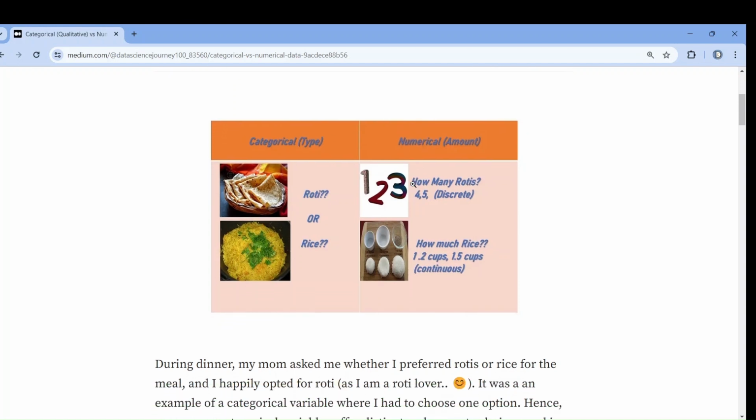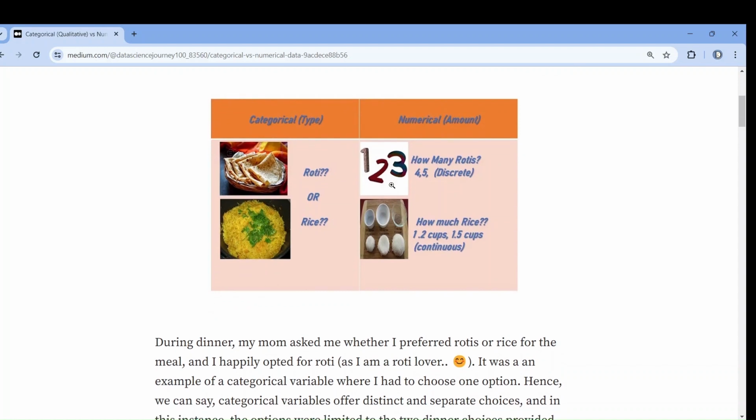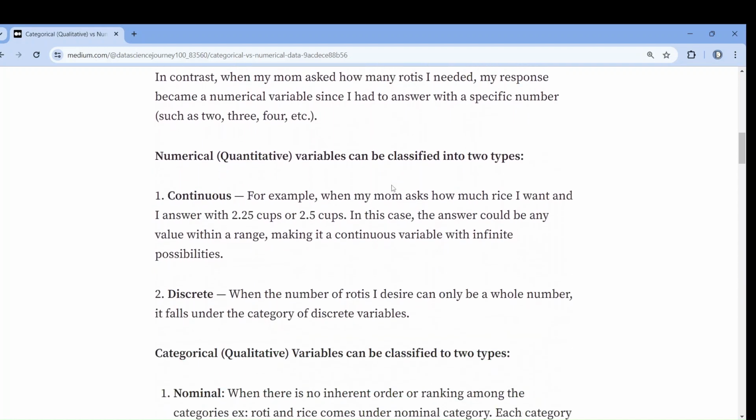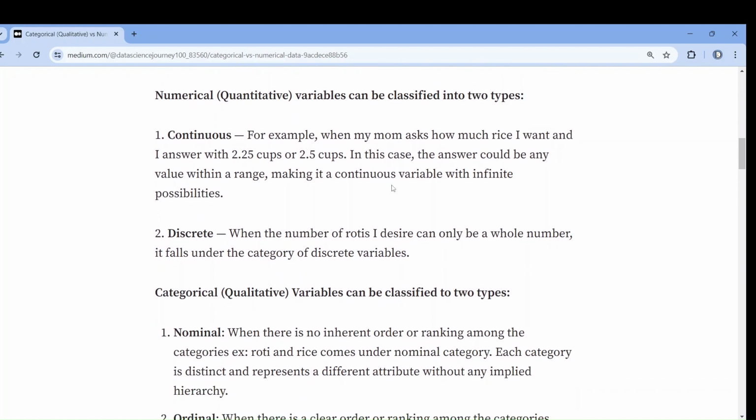Now first, what is the difference? I think this is very clear from this photo. Numerical data means when it is a number. Categorical data means when it is a type. Like which type of this? Is it a roti or rice? That is categorical. Numerical means whether it is 4 or 5 or 6. You understand? So this is the difference between categorical and numerical data. I have just written it in some funny manner. You can just give one reading, and I think that will suffice, and you will have a very clear concept.